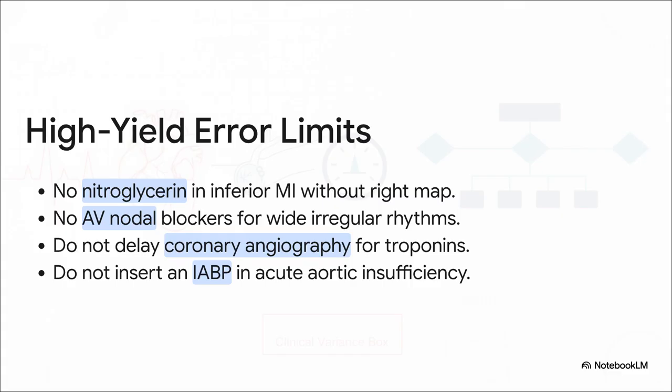Ultimately, this explainer boils down to these absolutely critical, high-yield error mitigation strategies. These are the red lines you simply cannot cross. Number 1, do not blindly give nitroglycerin to an inferior MI without a right-sided chest lead map. Number 2, do not push diltiazem or metoprolol for wide complex irregular rhythms in young adults. Number 3, do not delay coronary angiography to wait for a troponin trend in a patient with active ST elevations. And number 4, never, ever insert an IABP in acute aortic insufficiency.